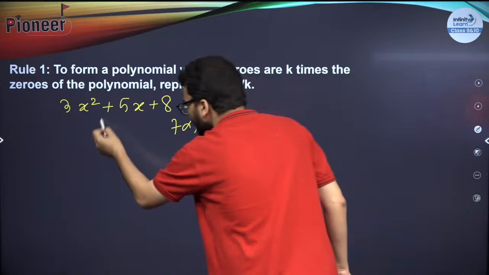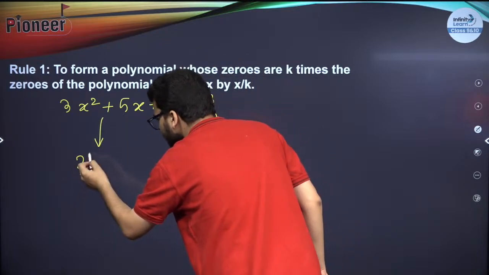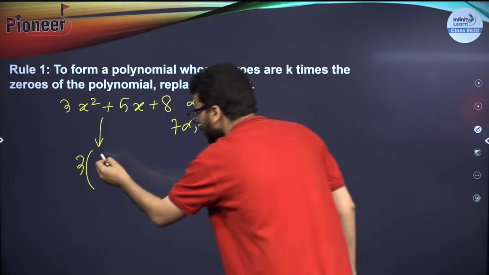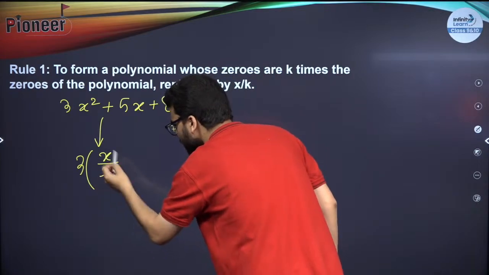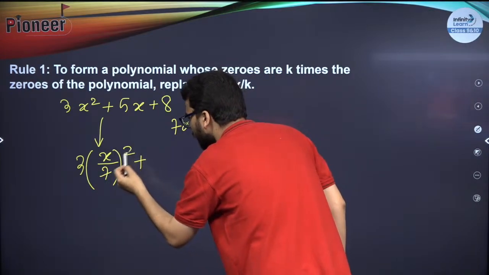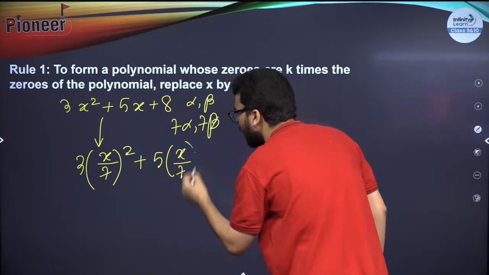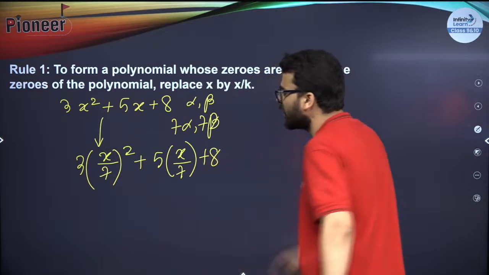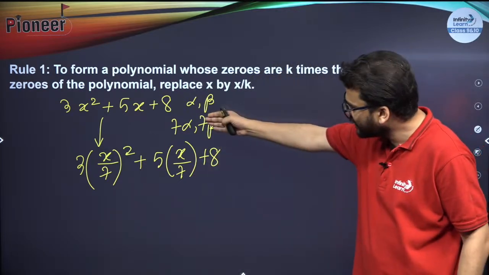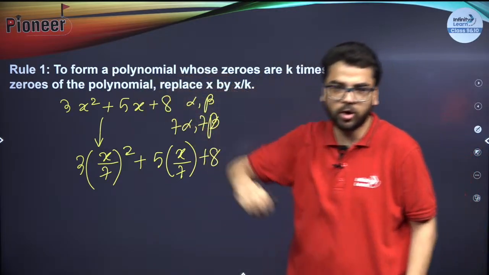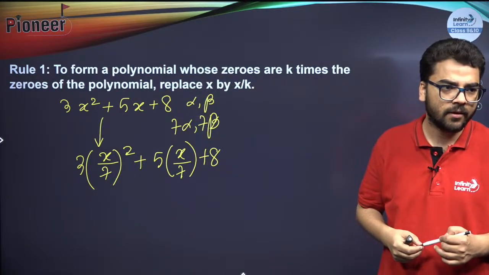In this polynomial, in place of x, I will put x by 7. You got that logic? X by 7 I will put. And that will be the answer. Obviously, you have to work according to the options, but this is the polynomial whose zeros are 7 times the zeros of the actual polynomial. Is it clear? I'll explain.